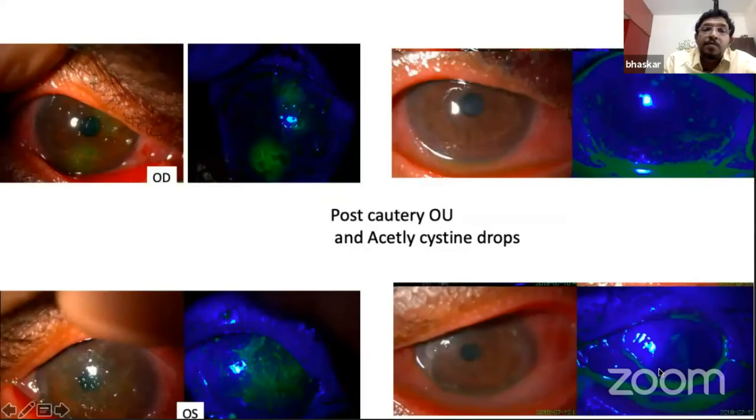Another patient who presented with severe photophobia, severe filaments in the eye, unable to open the eye, and the Schirmer's value was 0, with severe inflammation.